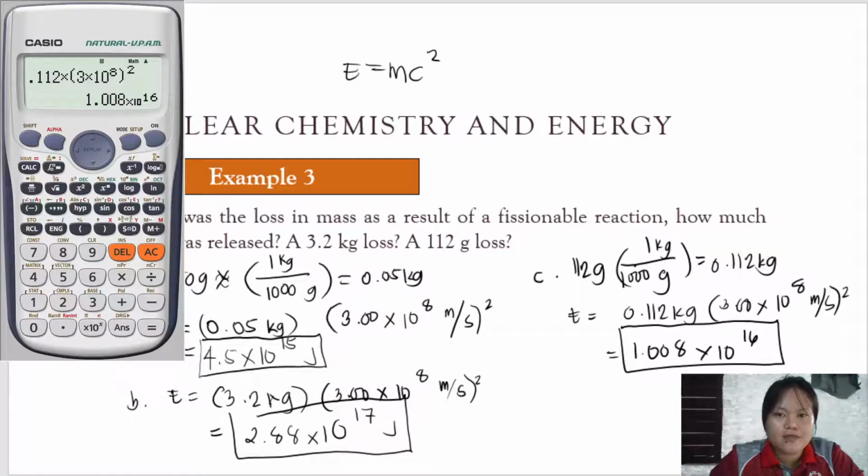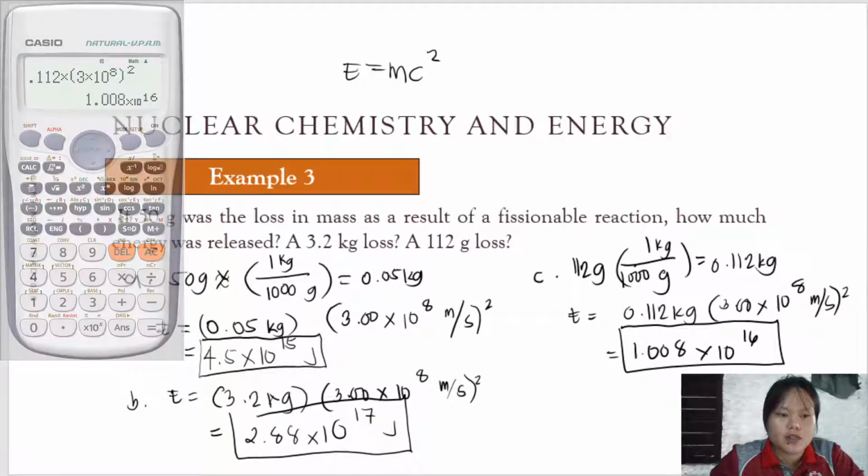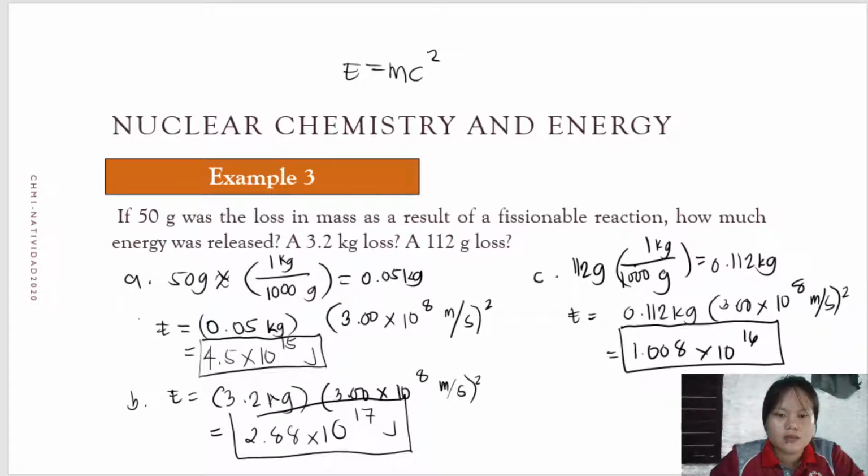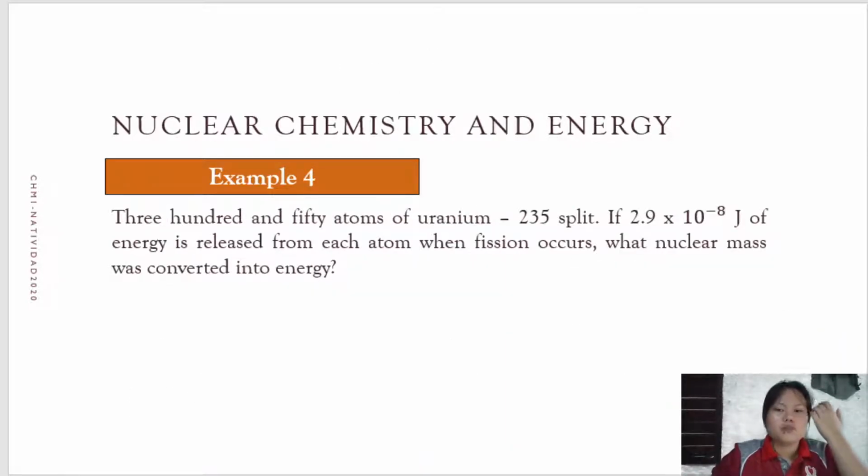Next, we can have example problem number 4. Example problem number 4, we have 350 atoms of uranium-235 split. Okay? And if 2.9 times 10 raised to negative 8 joules of energy is released from each atom when fusion occurs, what nuclear mass is converted into energy? Okay, so technically, so it's actually looking for the mass.